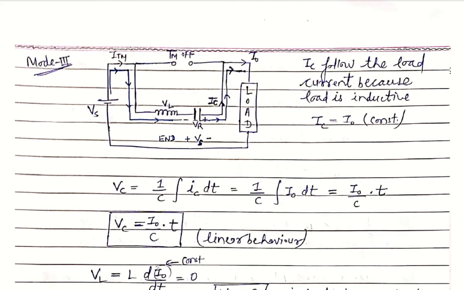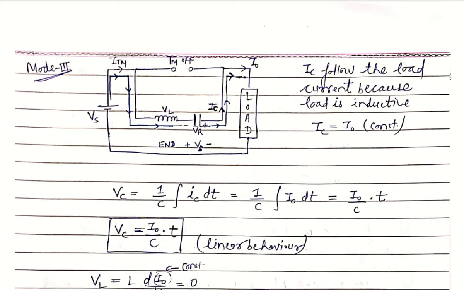So now we will find the capacitor voltage: 1 upon C integration of IC dt. If we integrate this constant term, because IC equals I naught, it will be I naught upon C into t, so it is a straight line. So the capacitor voltage equation is now a straight line, but IC equals I naught, which is a constant.